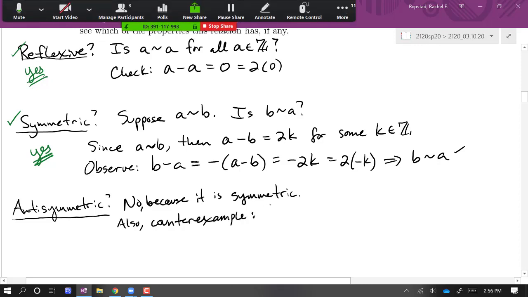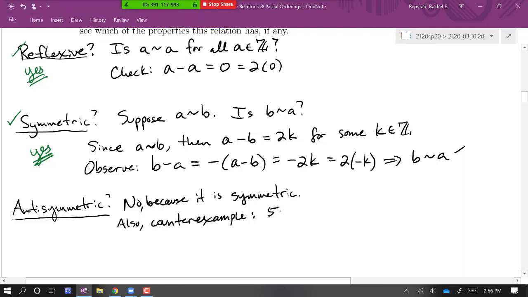I think Wes said 5 and 15. So 5 is related to 15, and 15 is related to 5. But certainly 5 is not equal to 15.